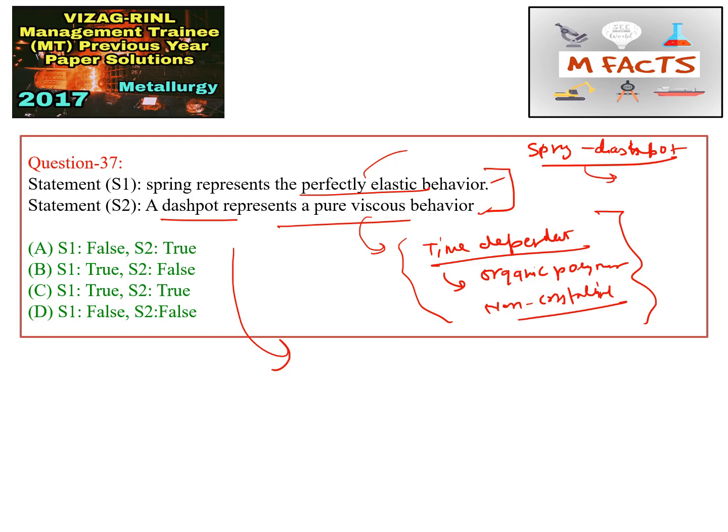We know a spring represents perfectly elastic behavior, so statement one is correct. From here, B and C may be correct because statement one is true for these only, so we eliminated A and D. Now we check: a dashpot represents a pure viscous behavior. I already told you a dashpot is a mechanical device, a damper, which reduces motion by viscous friction, so it has viscous behavior. So this is also true, and we can say option C is correct for this question.